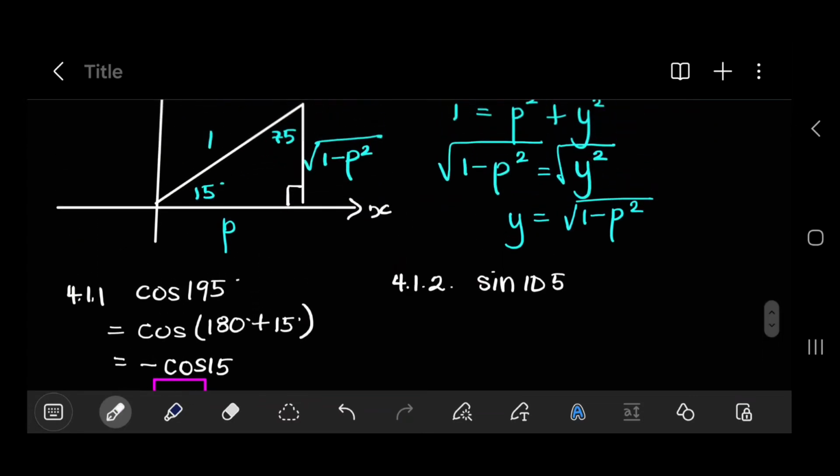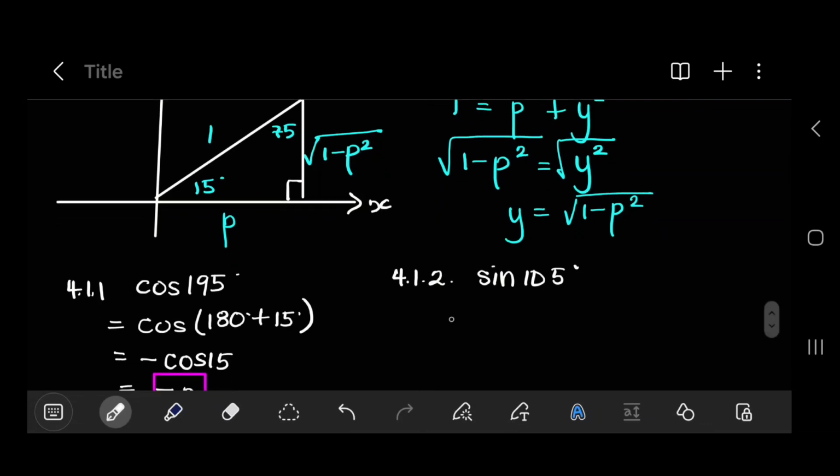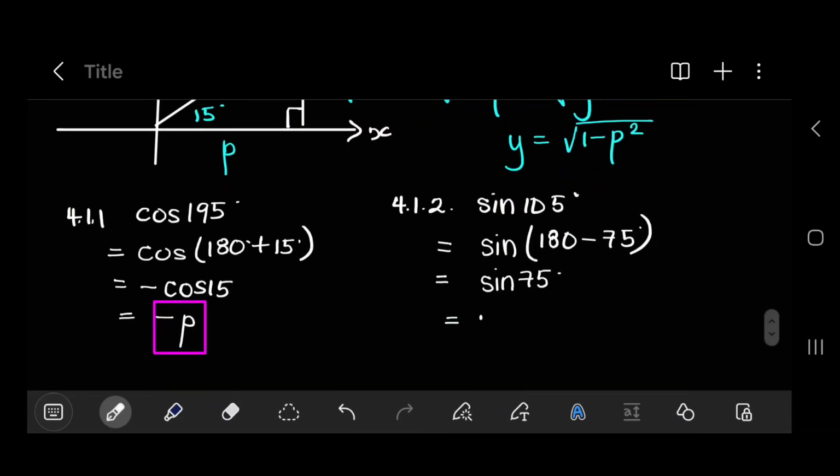Now in 4.1.2, we need to calculate sine 105 degrees. And again, that is bigger than 90, so let's reduce it. But remember that when you reduce, you are trying to reduce in terms of what you have on your triangle. So 105 lies in the second quadrant. You can use 90 plus, but I'm going to use 180 minus. So that's going to be 180 minus 75. Now 180 minus lies in the second quadrant where sine is positive. So that becomes positive sine 75 degrees in terms of the diagram. Let's go to 75. In terms of 75, sine is opposite over hypotenuse. That's going to be p over 1, which is just p.